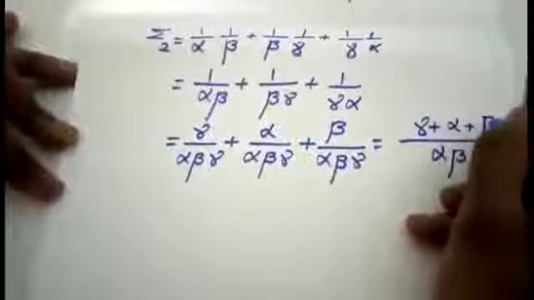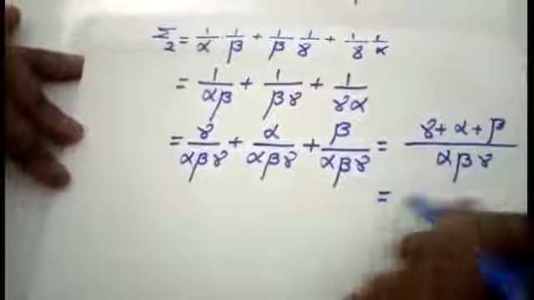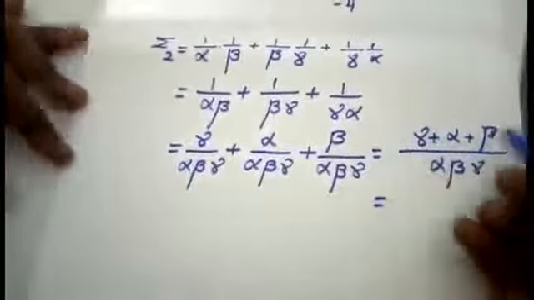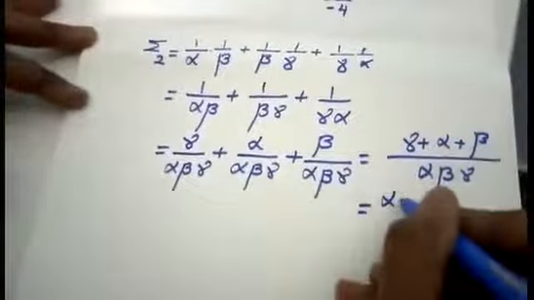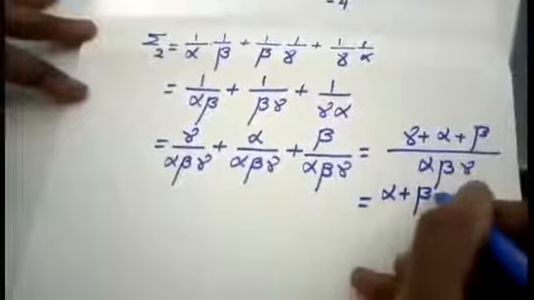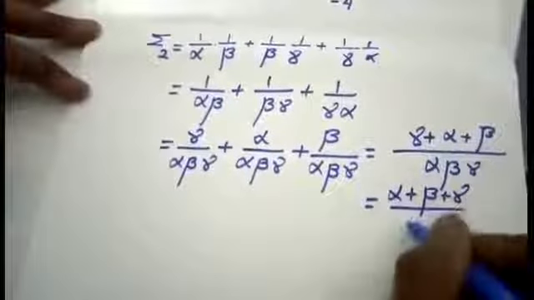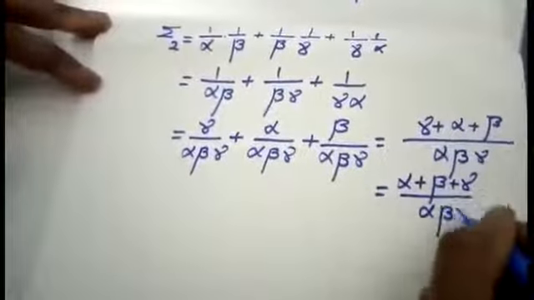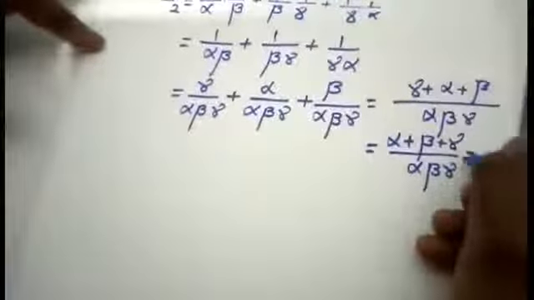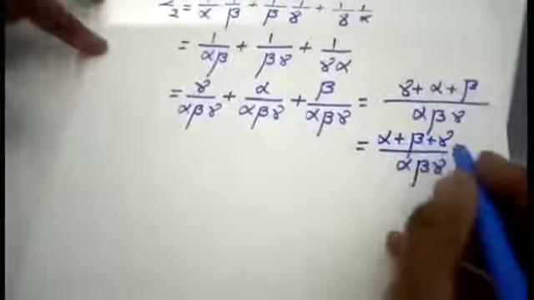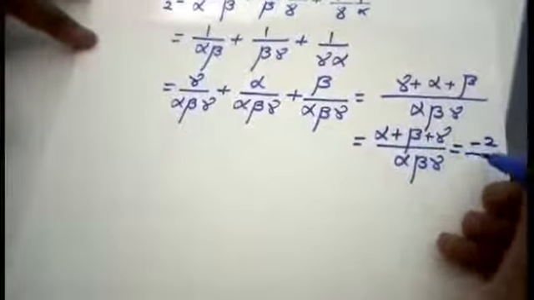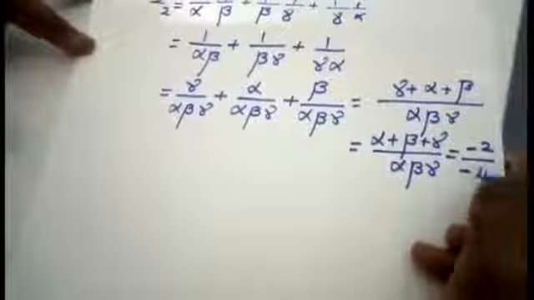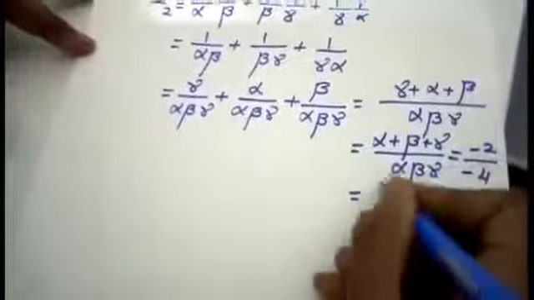The order changed, but it does not matter. You can rearrange it as alpha plus beta plus gamma. I'll rearrange and show you: alpha plus beta plus gamma divided by alpha, beta and gamma. And what value do I get here, students? Alpha plus beta plus gamma, we found the value. The value is minus 2 divided by alpha, beta, gamma, which is minus 4. If you calculate, you will get the answer as 1 by 2.